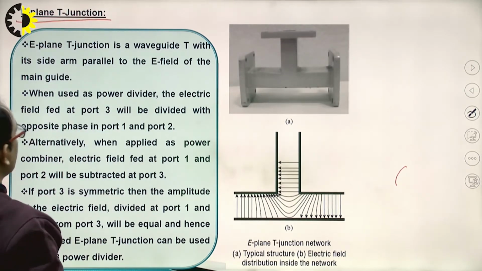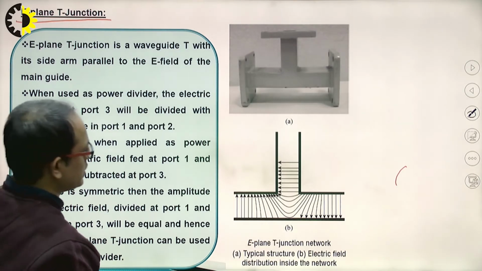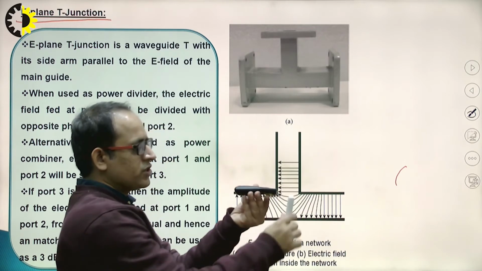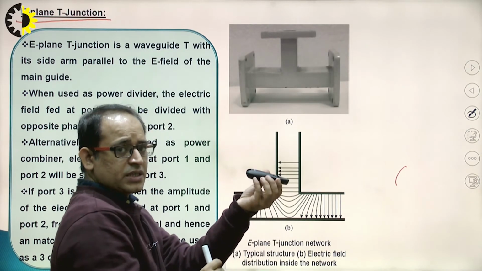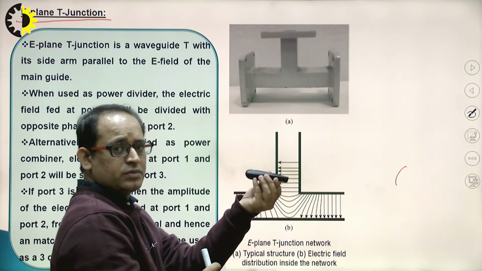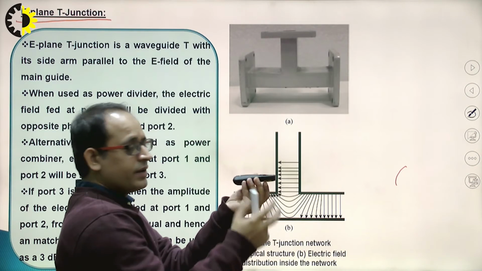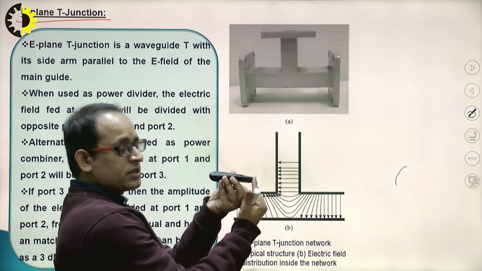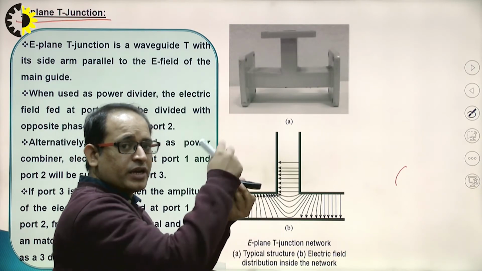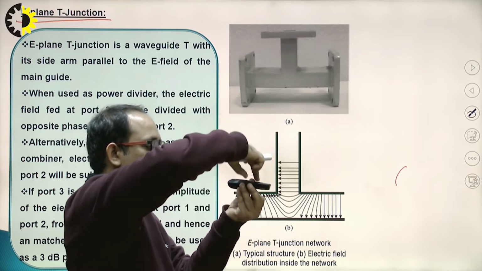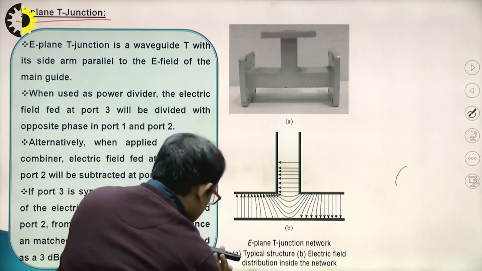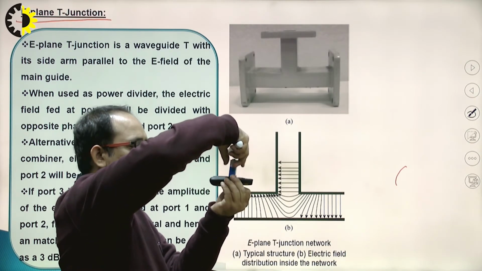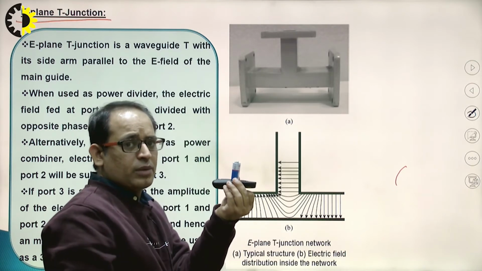So first we will discuss the 3-port junction, that is the E-plane T. The E-plane T is a microwave device in which, let's say, this is a waveguide, and this waveguide has one port, port number 1, and this is port number 2. If I want to make it into a 3-port device, I just add another waveguide coupled to this one, and this is known as port number 3.